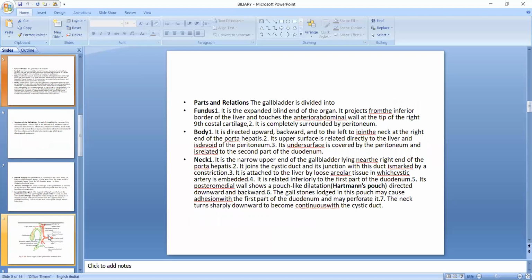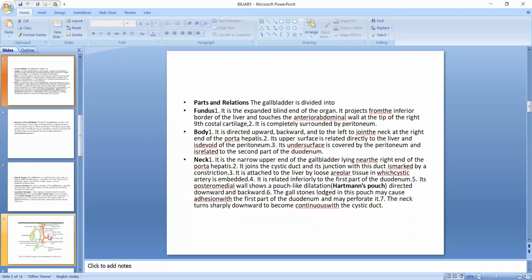Parts and relations: the gallbladder is divided into three parts: fundus, body, and neck. The fundus is the expanded blind end of the organ. It projects from the inferior border of the liver and touches the anterior abdominal wall at the tip of the right ninth costal cartilage, and it is completely surrounded by the peritoneum.